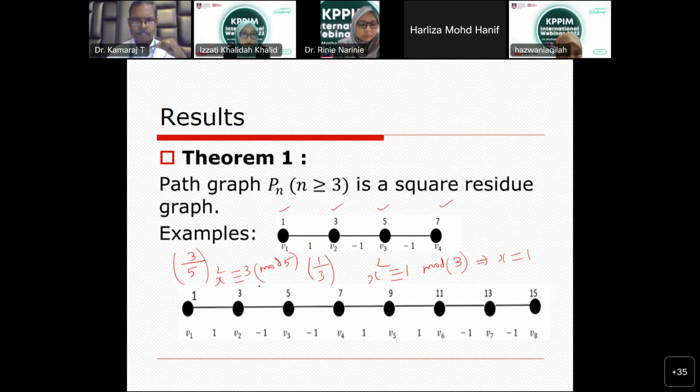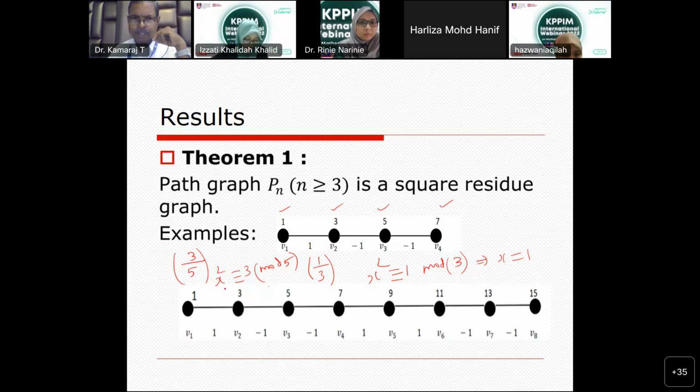Can you write 3 as congruent to some x square under modulo 5? Then what is the x value? Somebody can unmute and tell me. Is it possible such an integer?